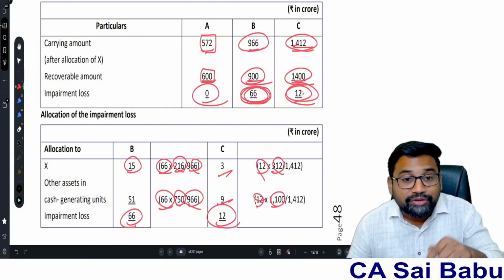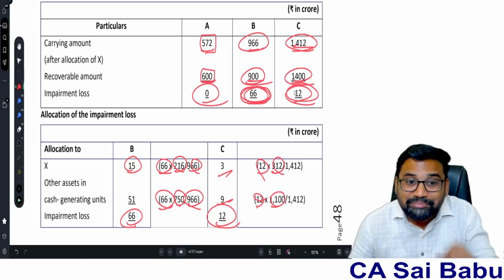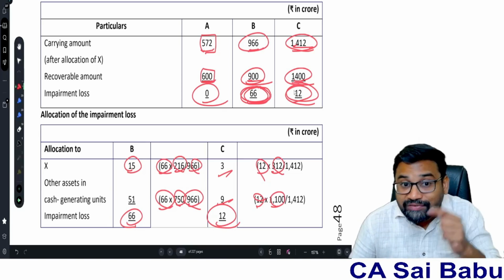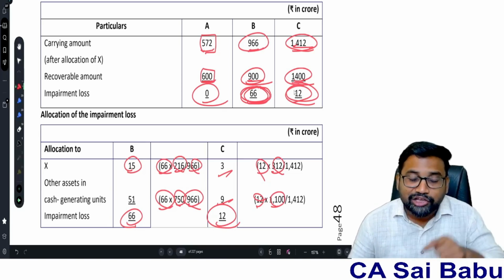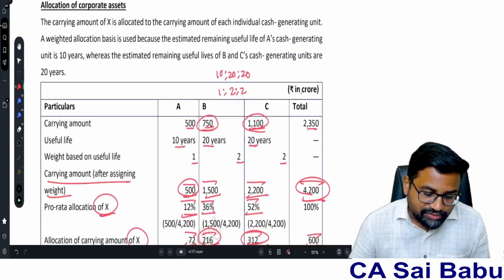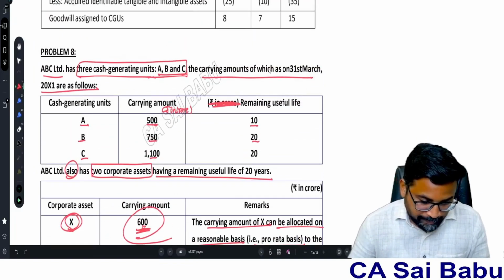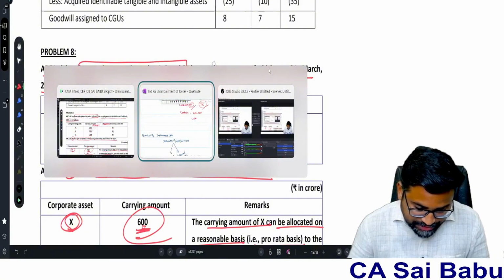First you need to reduce from goodwill, because in this question goodwill is not available. What we need to do is this impairment loss will be allocated between the assets in the cash generating units based on their carrying amount. Now my request to everyone is to solve this question once so that you will get the clarity. So this is problem number 8.